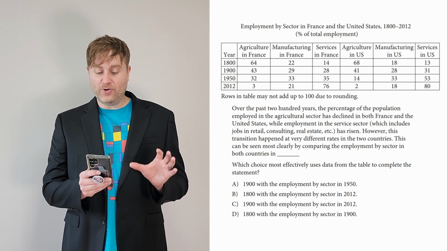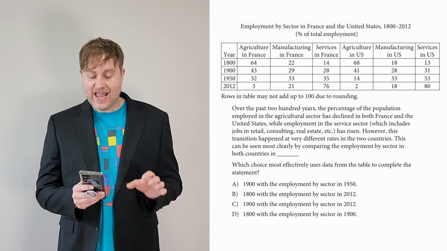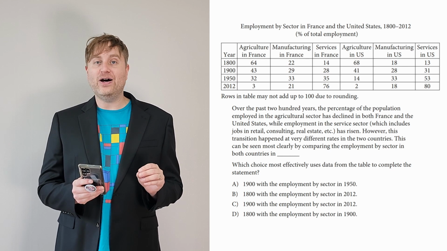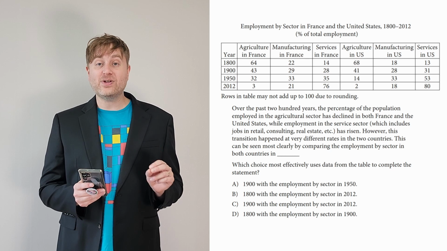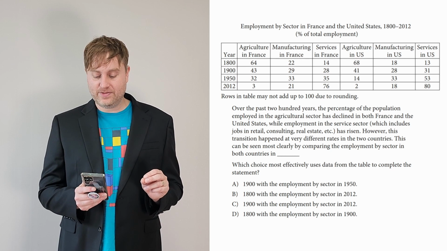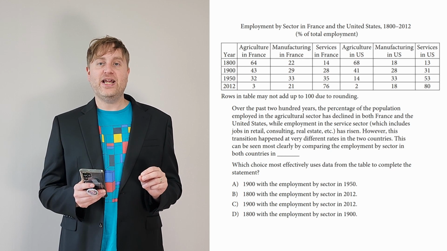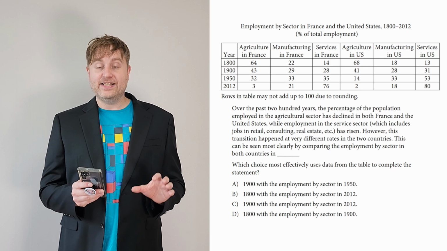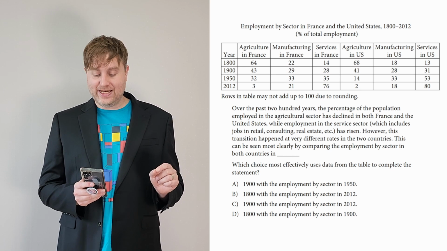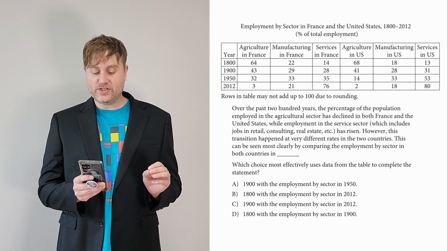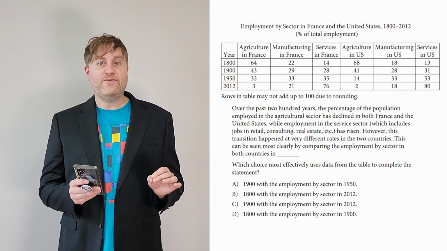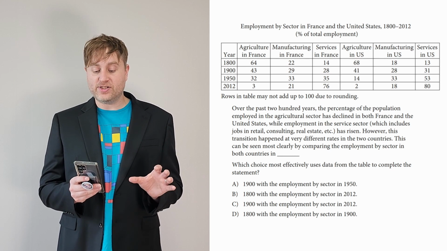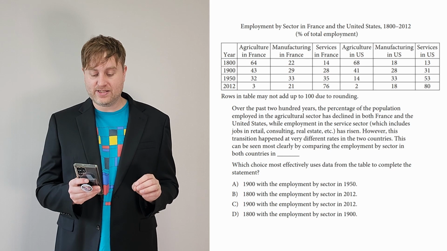And looking at the table, we can see that between those dates, agriculture in France fell from 64 to 3%, while services rose from 14 to 76%. That's a fairly significant change. Meanwhile, in the United States, agriculture fell from 68 to 2%, while services rose from 13 to 80%. Those numbers are also significant and correspond fairly closely to the numbers we saw for France.